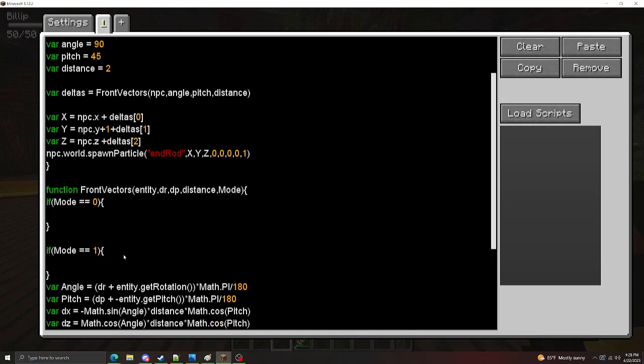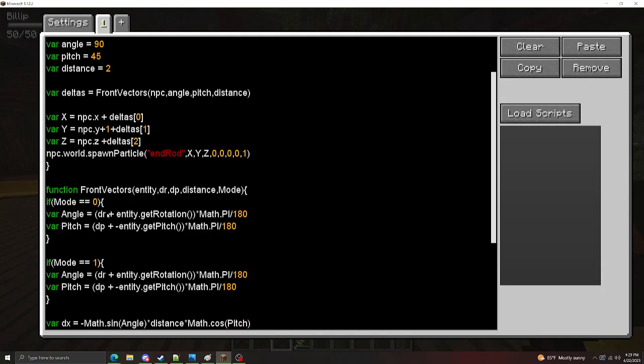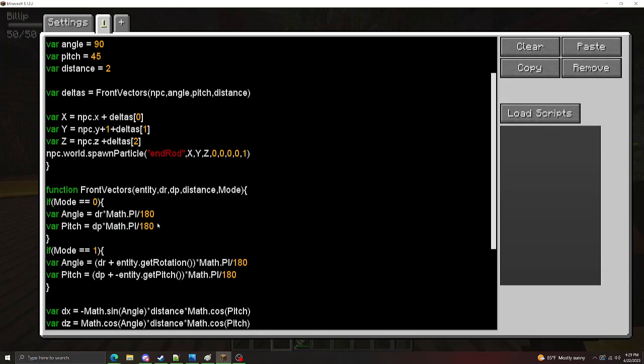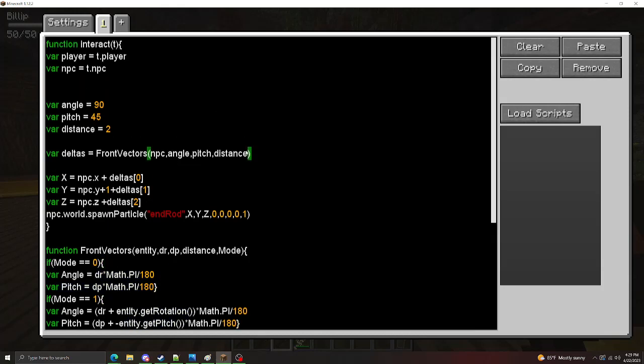In the first mode, we'll do it in the world-centric frame. So move angle and pitch to each of these. In the world-centric frame, we only want to give it the angle that we specify in the function inputs. Same with the pitch. There we go. World-centric frame, just dr and dp. Then entity-centric frame, we add the entity's rotation and pitch to dr and dp. So now up here, we need to add that parameter here.